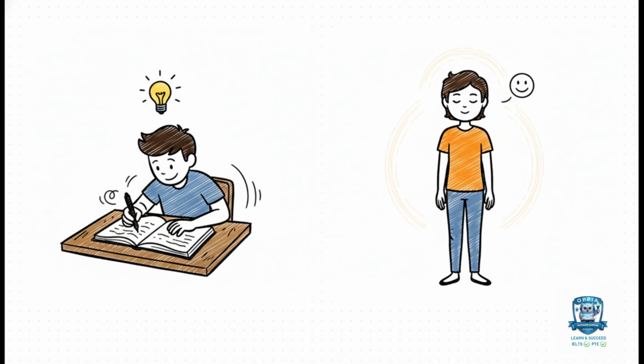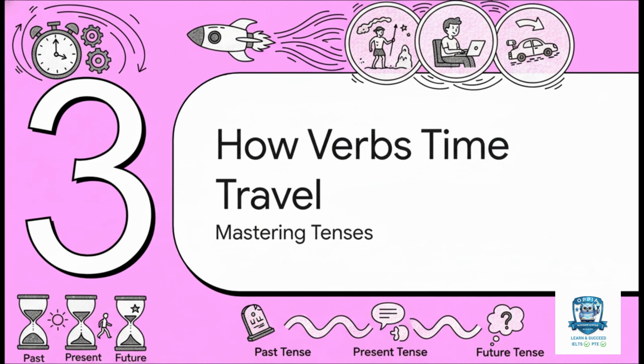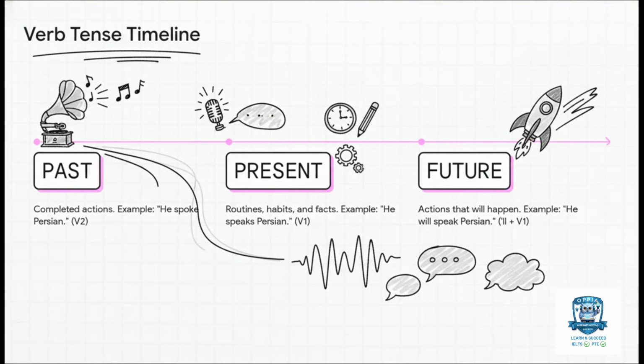Okay, so we've established the verb is the engine. Now let's talk about one of its coolest superpowers, the ability to time travel. This is what we call mastering tenses. The way a verb is spelled or phrased changes to tell us when an action happens. Is it in the past, the present, or the future? For example, the verb speak becomes spoke for the past, speaks for the present, and will speak for the future. It literally places the action on a timeline for your reader.